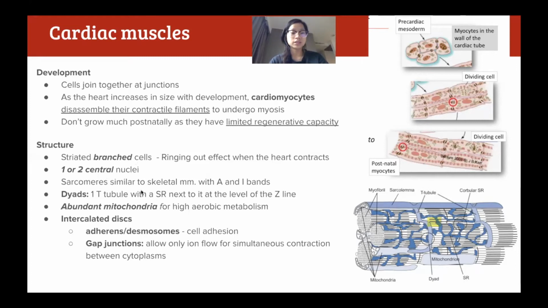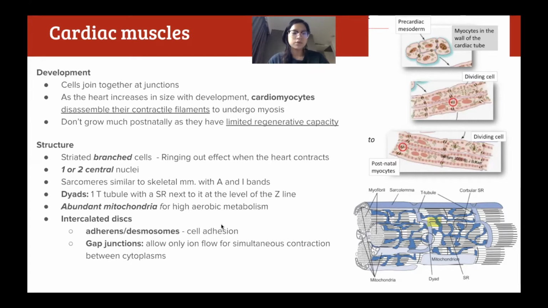They also have sarcomeres similar to skeletal muscles with A and I bands. Instead of triads, they have dyads. So it's one T tubule with a sarcoplasmic reticulum next to it, like this. In a skeletal muscle, remember, it was a T tubule with the sarcoplasmic reticulum on both sides, but with cardiac muscles, it's only on one side, so it's a dyad because there are only two. They have a lot of mitochondria for high aerobic respiration, because of course the heart can never stop beating unless you're dead.